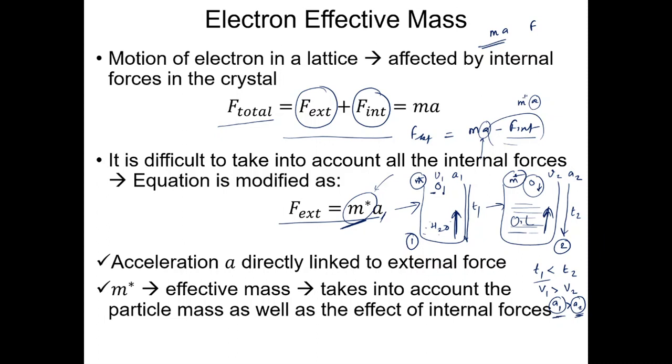Therefore the same electron in free space, having a well-defined mass, will have a very different mass the moment that particle is placed inside a crystal lattice, and that mass will depend on the crystal lattice we are dealing with.